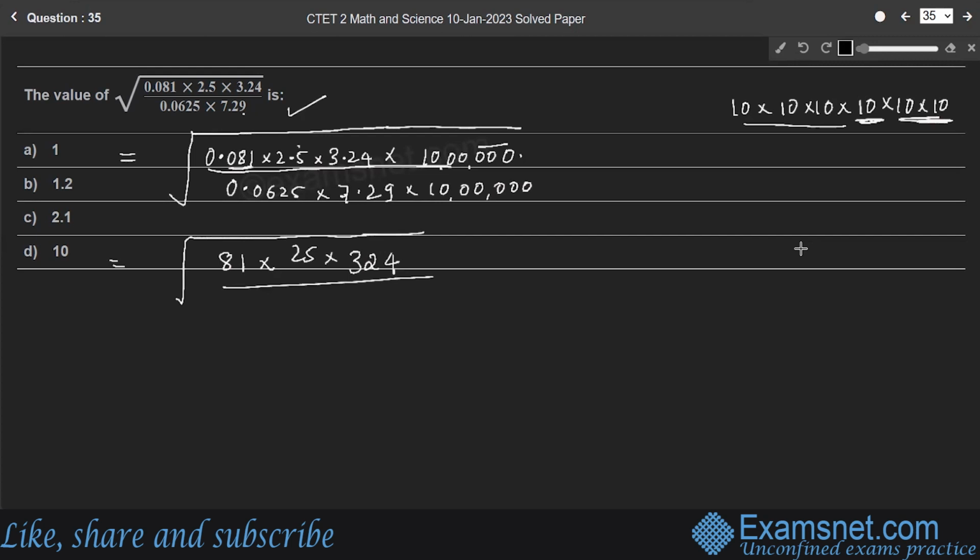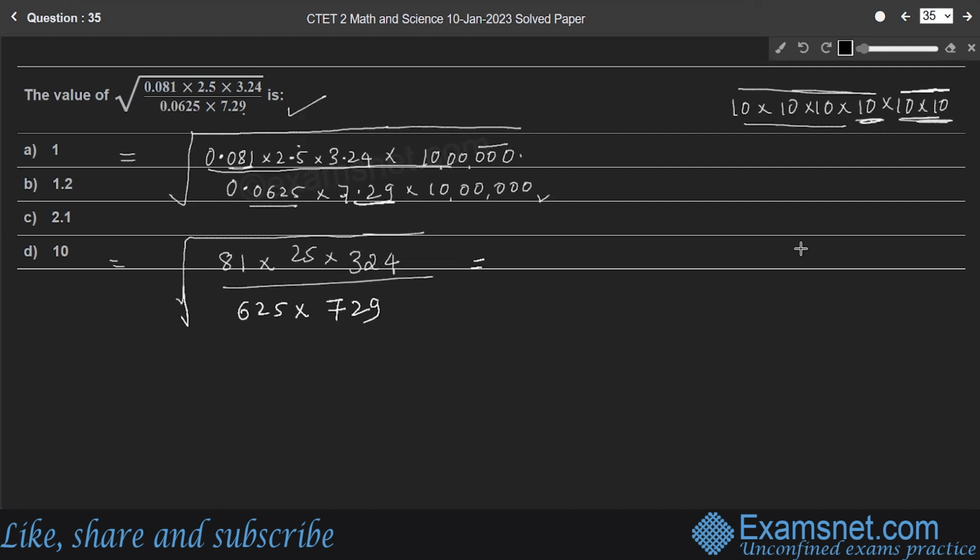So in the denominator also, we have 6 tens. Therefore, to remove the first decimal point, we have to take 4 tens. So it becomes 625 into, to remove the decimal point of 7.29, we need 2 more tens. So the remaining tens are 2 tens, it becomes 729. So students, all these numbers are square numbers and their root is nothing but the number itself. You can go for that method.